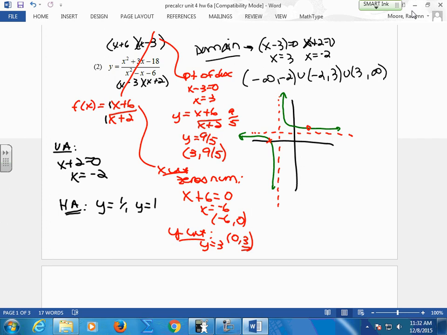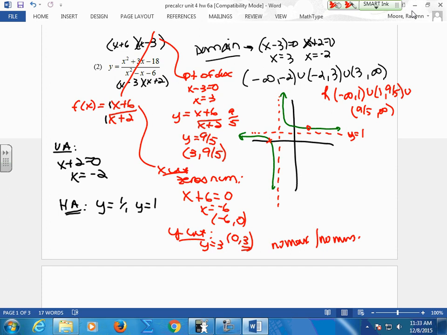So now let's do our range. Remember, don't do your range until after you find any max or mins and your points of discontinuity. Do I have any max or mins? No max, no mins. So my range says I'm going all the way up till I hit this y. What is this y? 1. Then I'm going to jump over it, but I'm going to get stuck again, because I got to jump over that 9/5, which is greater than 1. Then from 9/5 to infinity, I'm good.